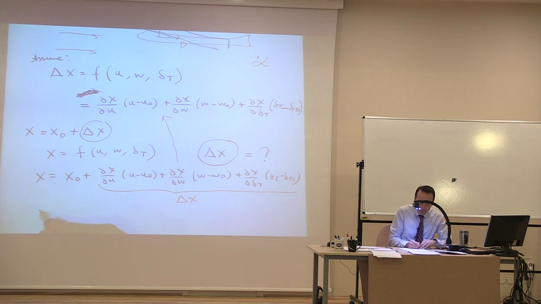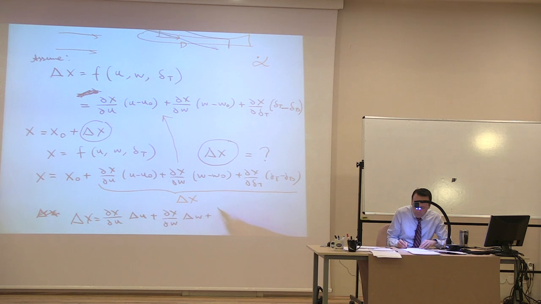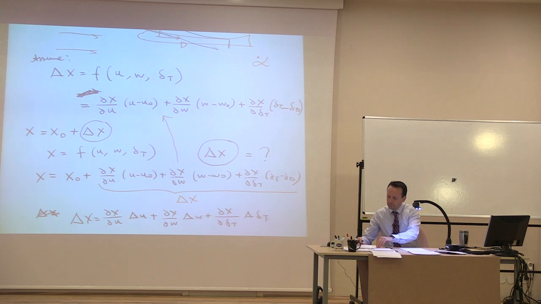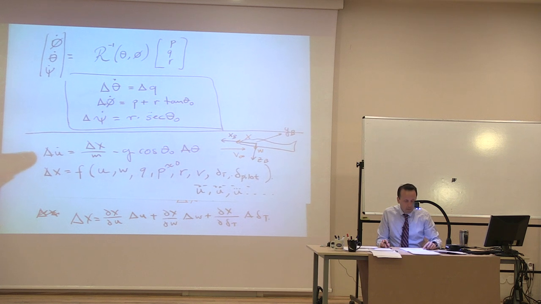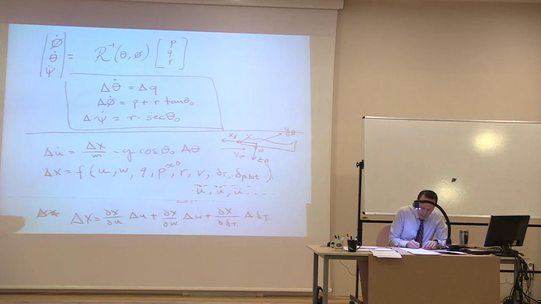So as a result, del x here is del x del u times delta u, plus del x del w times delta w, plus del x del t times delta t. So now I have to go and write this into my perturbation equation. You see? If I write this now into the perturbation equation, then I get something like this.